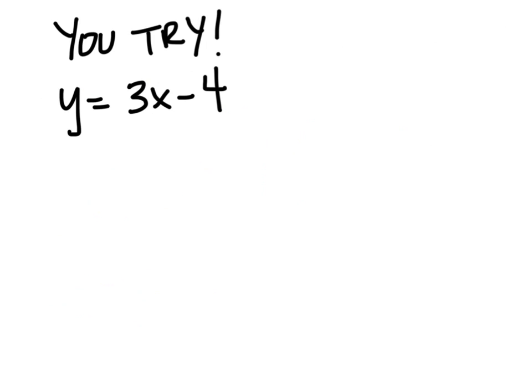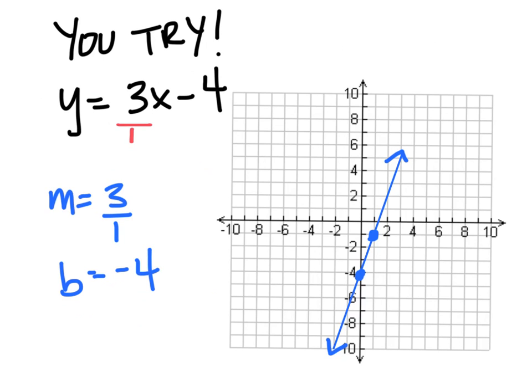All right, now you can try. Just pause the video and try to graph y equals 3x minus 4. A helpful hint here might be that 3 is actually the same thing as 3 divided by 1. So go ahead and pause the video, and then we'll come back together in a moment. All right, what we should end up with is a line that went through the y-axis at negative 4, then had a slope of positive 3 over 1, so it rises up 3 and over 1.